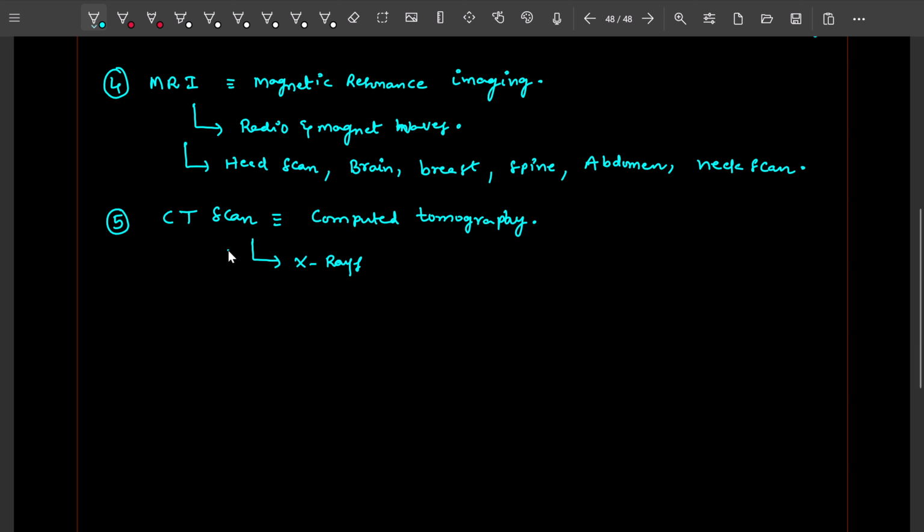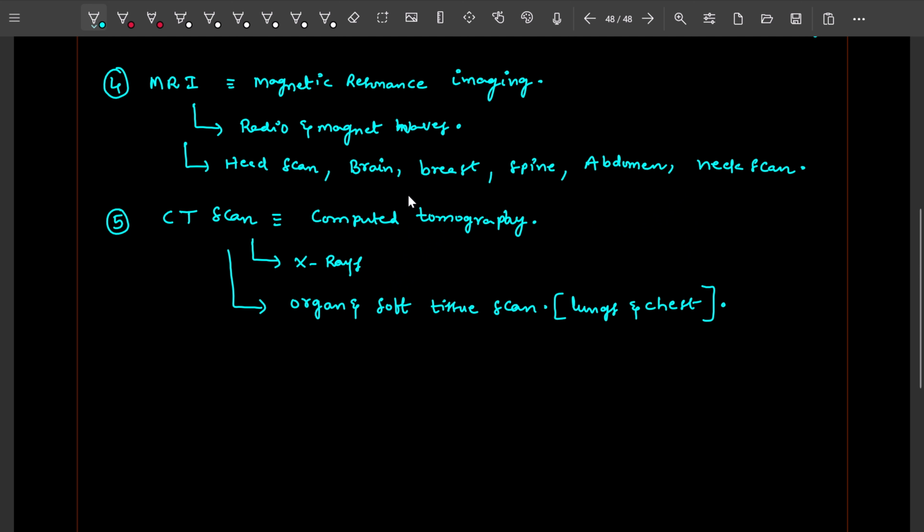What is this CT scan used for? It is used for organ and soft tissue scans, for example, the lungs and chest. These are the five things we have to remember.